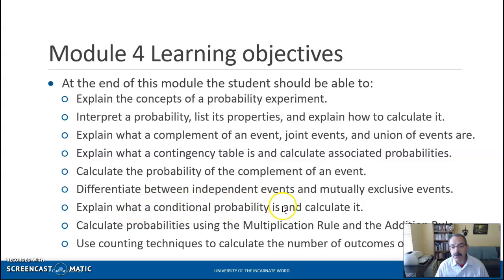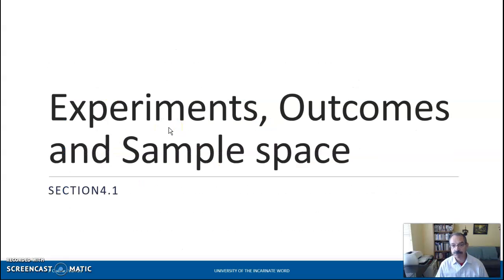Explain what a conditional probability is and how to calculate it. And calculate probabilities using the multiplication rule and the addition rule. And finally, you should be able to use the counting techniques to calculate the number of outcomes of an experiment. So these are our objectives for this module.